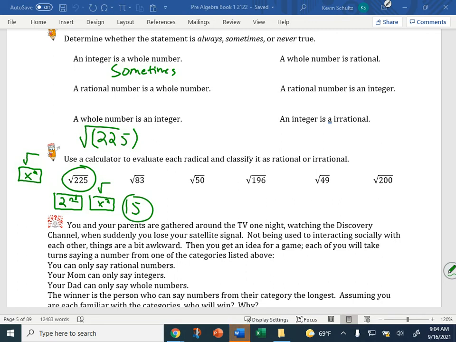Okay? Raise your hand if you did not get 15 as an answer. Okay. What this means is that the root of 225 is 15. Is 15 rational or irrational? Rational. And so that would be your final answer here.